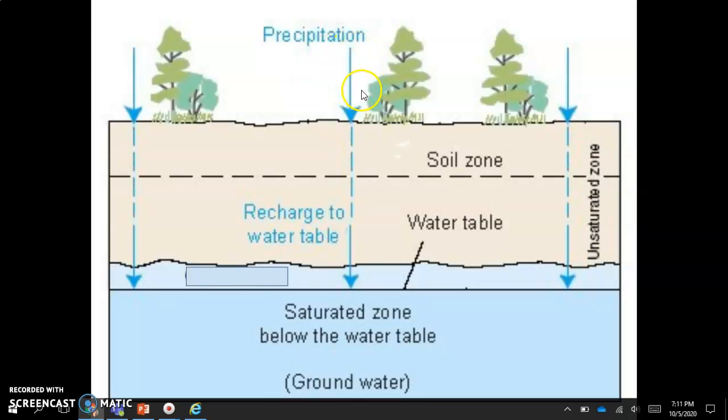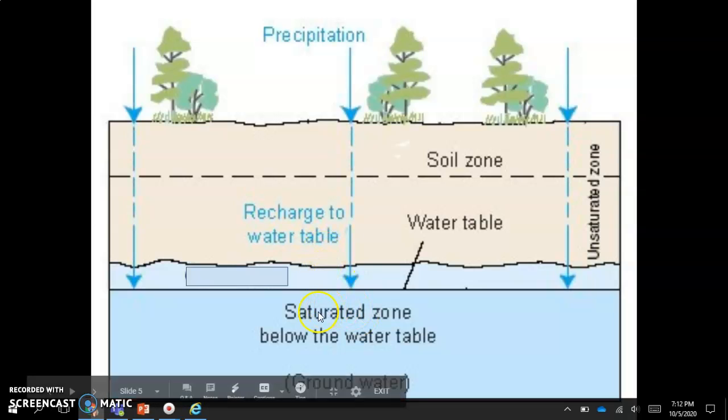So we have precipitation, and remember, some of that precipitation will run off and run into lakes and streams, and some of it will infiltrate and percolate into the ground. So we have our soil zone here, so this is where our dirt is. And then as this precipitation drips down, it will recharge the water table. So when we say recharging, if the water table gets recharged, it's just water is added to it, okay?